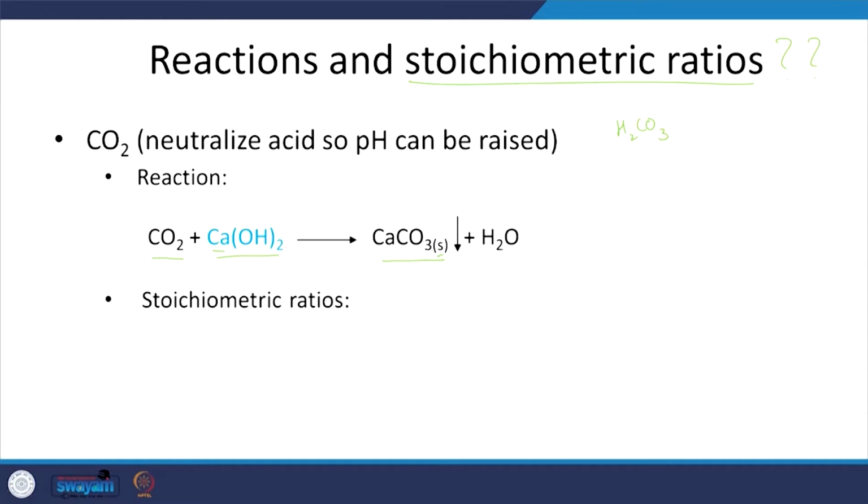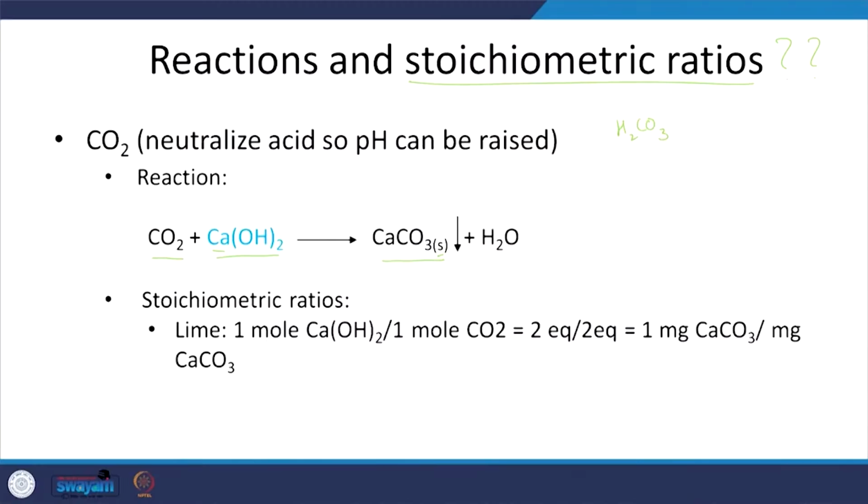So, what is it? Stoichiometric ratio, right. I need to understand for how many moles of carbon dioxide present, how many moles of lime I need to add, and so on and so forth, right. Then I can easily calculate it. So, let us see that. So, for 1 mole of lime, you see here the stoichiometric coefficient is 1, has to be added for 1 mole of carbon dioxide, right.